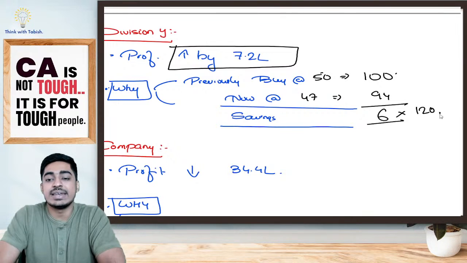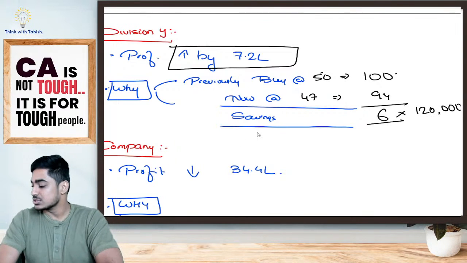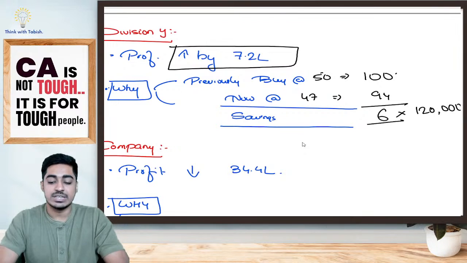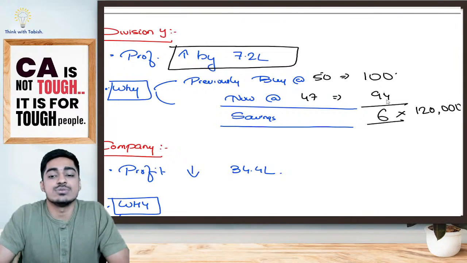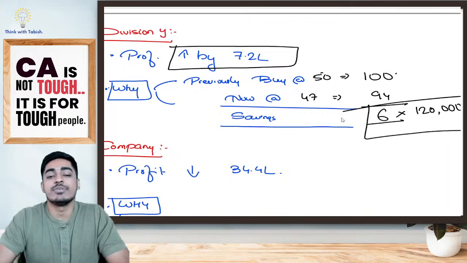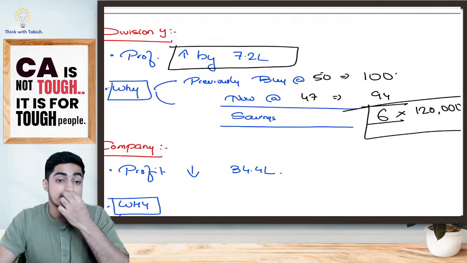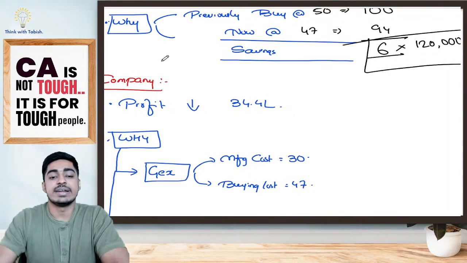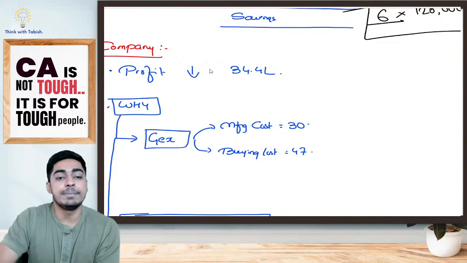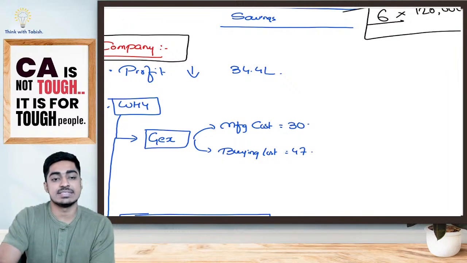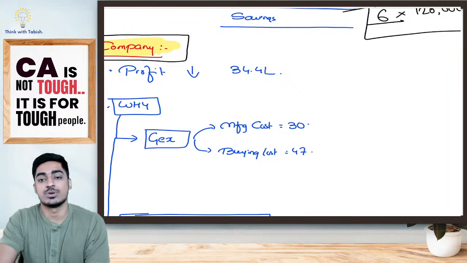Like this, I have 1,20,000 finished goods. Yes or no? 1,20,000 finished goods I'm selling. 6 into 1,20,000, 7,20,000 is the extra profit, the extra saving that I am making. This is from the perspective of the division. Now, we are telling from the perspective of the company as a whole. This company-as-a-whole analysis is again important. Look at what we are telling, students.